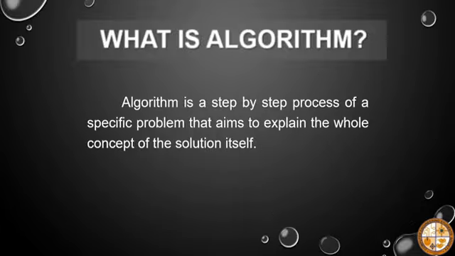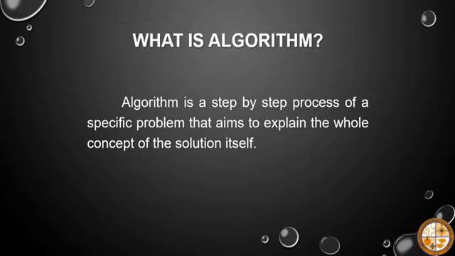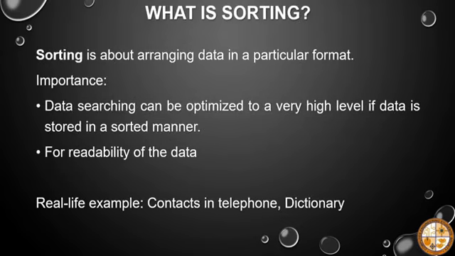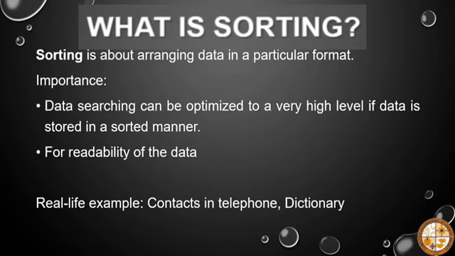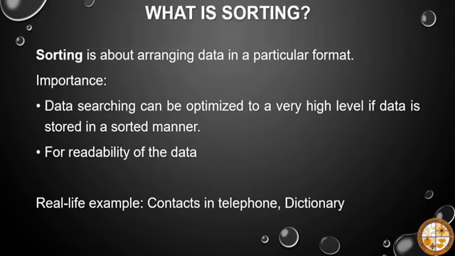First, what is an algorithm? An algorithm is a step-by-step process for a specific problem that aims to explain the whole concept of the solution itself. Next, what is sorting? Sorting is about arranging data in a particular format.